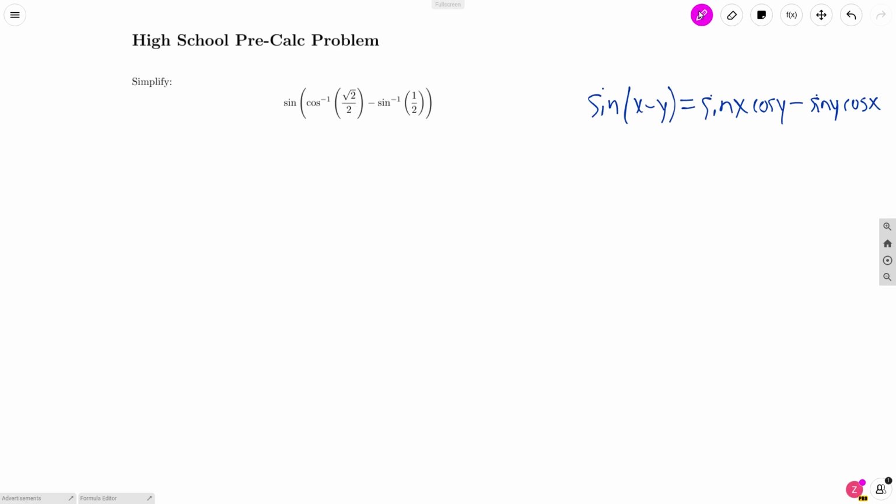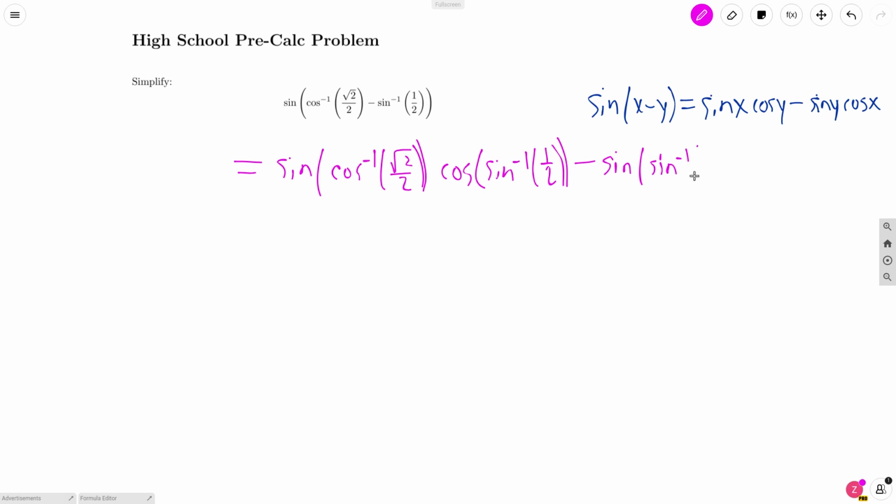And now let's go ahead and use this fact to be able to rewrite the whole expression. So this gives us sine of x, or cosine inverse of square root 2 over 2, times cosine of y minus sine of y, and then finally cosine of cosine inverse of square root 2 over 2. Okay, now we just need to simplify each one of these expressions.